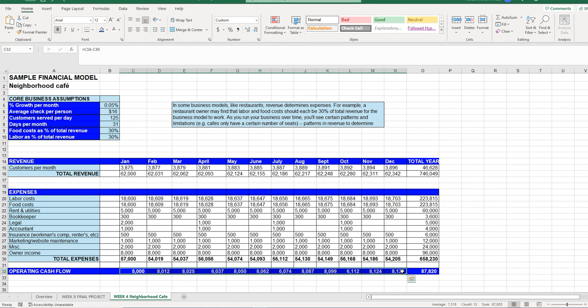So this kind of financial model is always helpful for business managers to make decisions. That's it from my side, team.